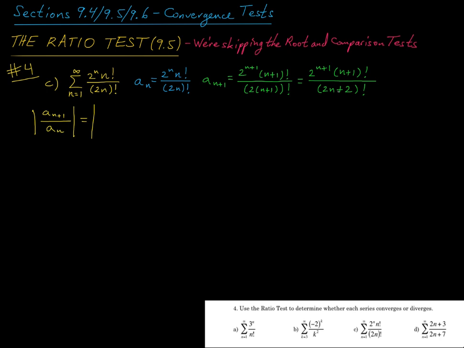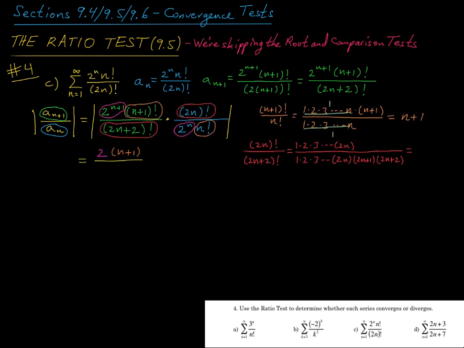Okay, now in this next expression, I've just distributed the 2, so I get 2n plus 2 factorial. All right, so I'm going to take a sub n plus 1 and multiply it by the reciprocal of a sub n, and then we're going to simplify. So 2 to the n plus 1 divided by 2 to the n, well, that's just 2. (n plus 1) factorial divided by n factorial, okay, that's just going to give us an n plus 1.